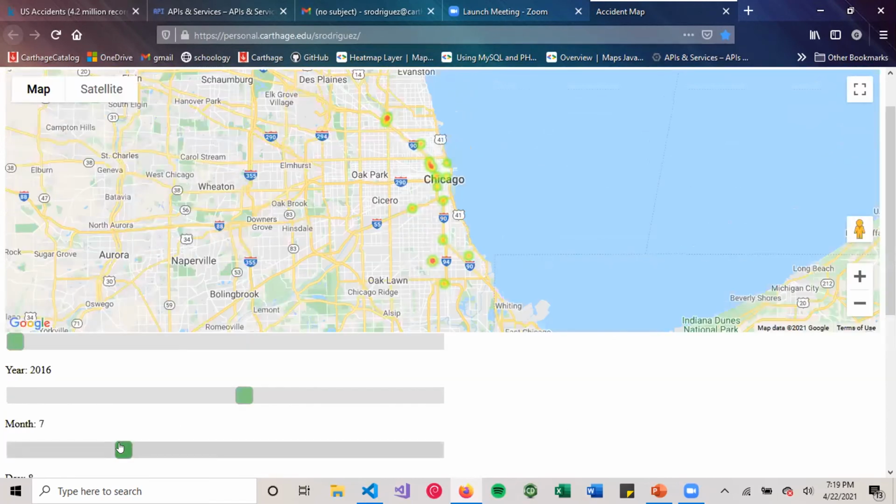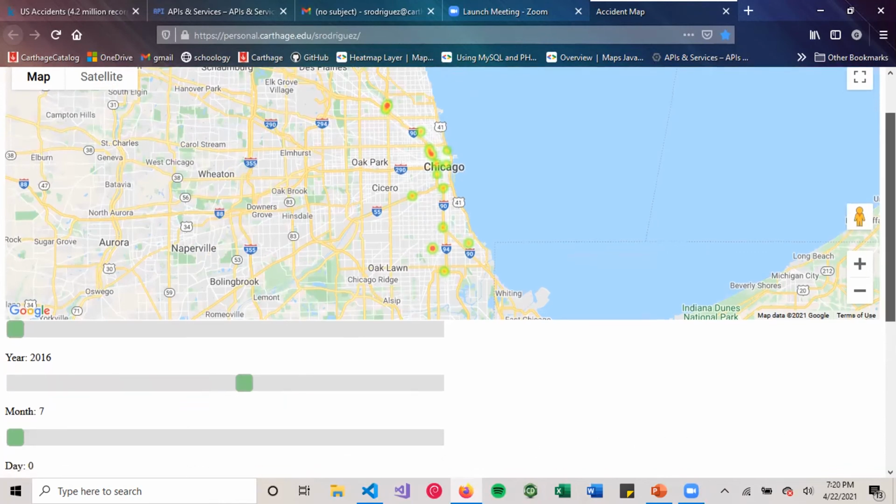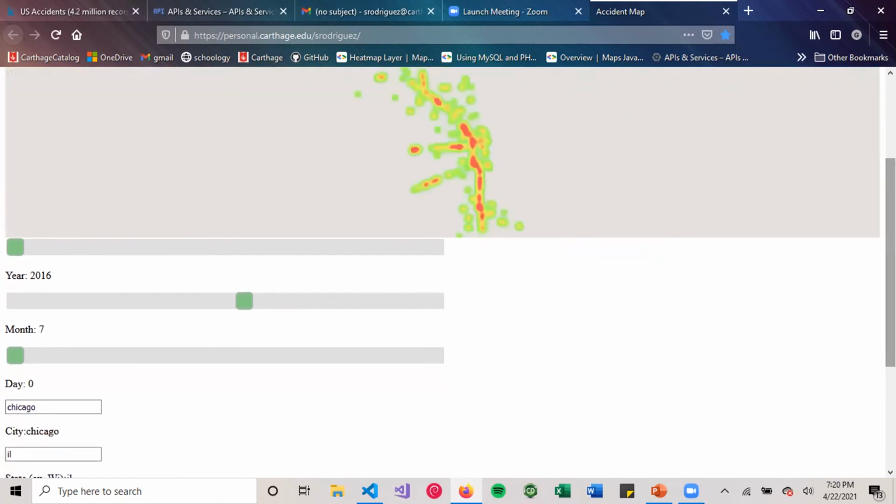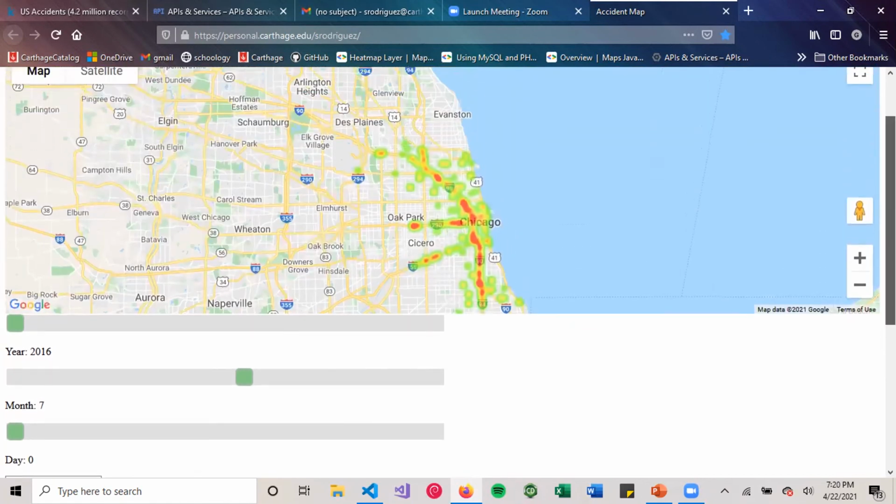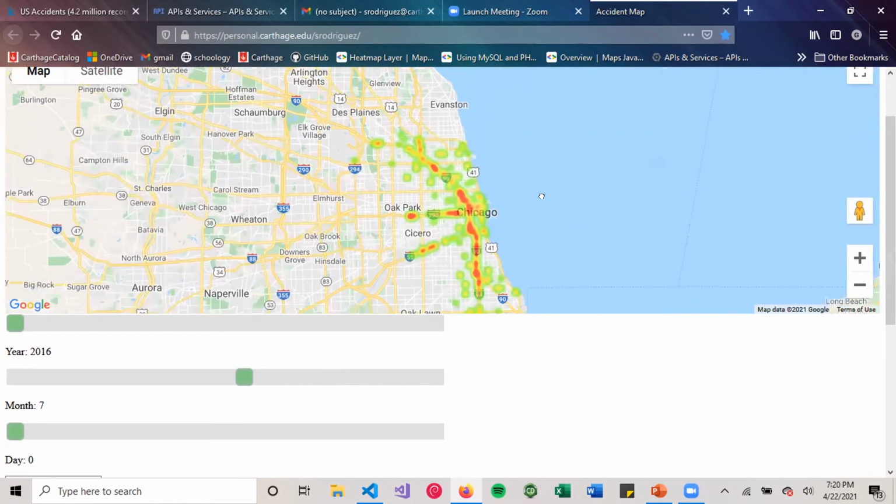If I go to the beginning of the month, there'll be a huge amount of them. Just for big cities, it goes a slight bit slower. Okay, yeah, load everything, that's better.